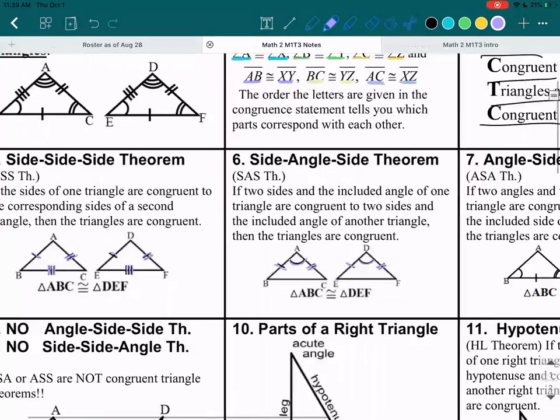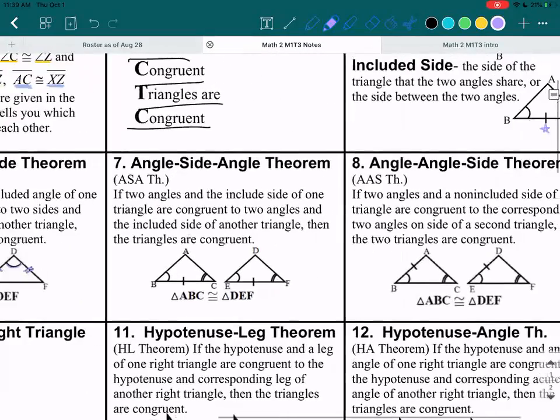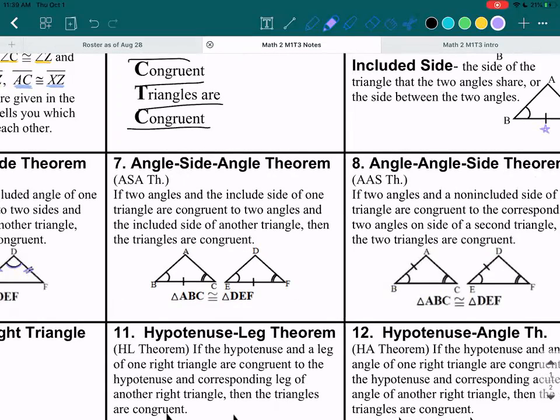Scrolling on, we have the angle side angle theorem. If 2 angles and the included side of one triangle are congruent to the 2 angles and the included side of another triangle, then the triangles are congruent. So we have to start with an angle. Those are congruent. Great. Side, the one right next to it. That's great. And then angle. Those are congruent. Then we have that these 2 triangles are congruent.